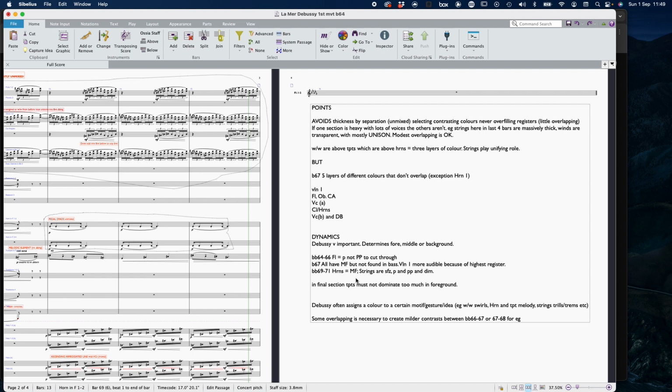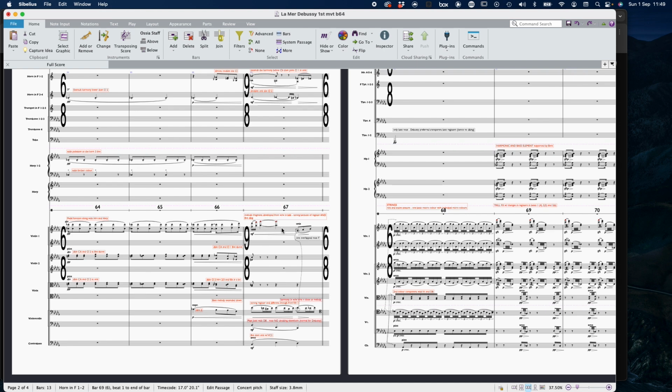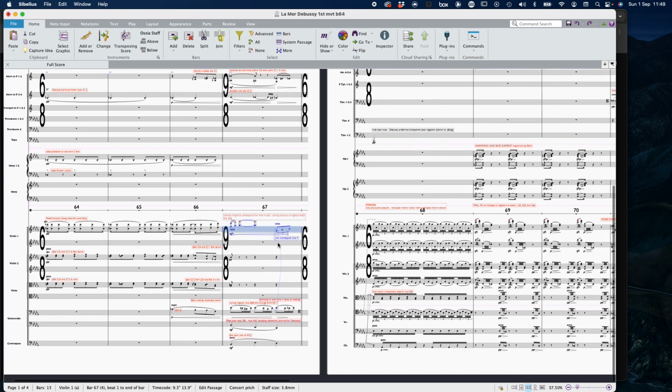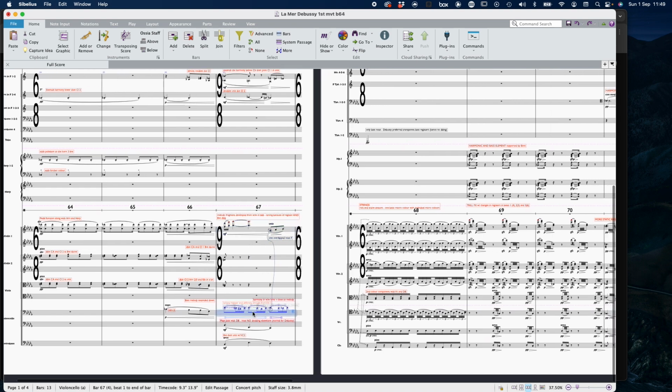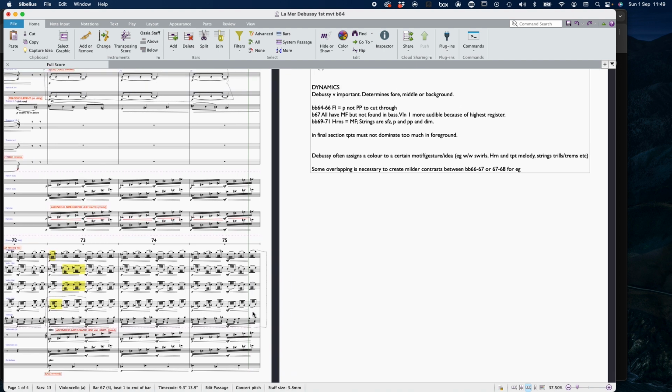So, and again, Debussy often assigns a colour to a certain motif or gesture or idea. Woodwind are doing the swirling stuff. The horn and trumpets tend to take melodic roles, occasional harmonic roles, and then strings are just doing a supporting role pretty much all the way through. I don't think there's any melodic element apart from that bar. That's it, which is quite unusual. There are some cellos taking a melodic element at the beginning, but otherwise their role is not that.